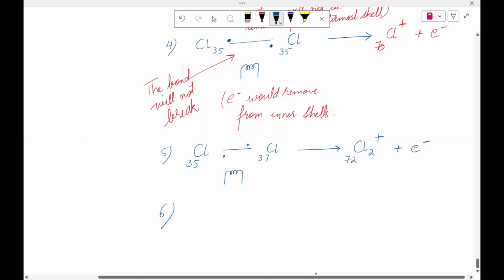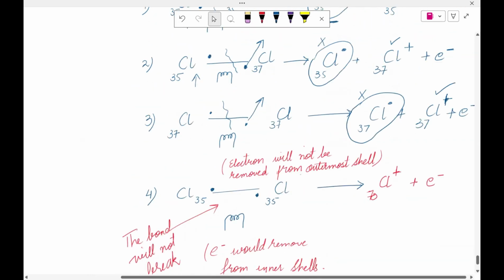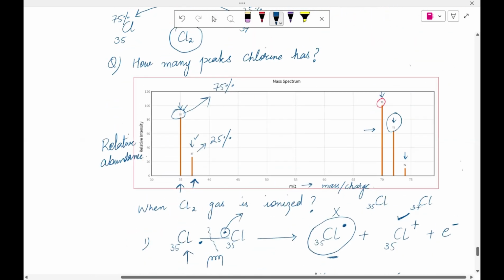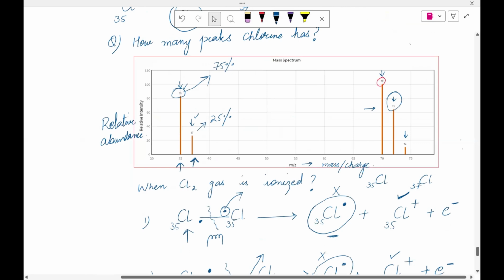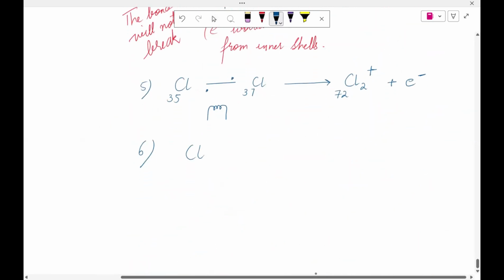And the sixth condition shows us that, for this 72, I just want to show you its peak as well. So this is basically the peak. Okay. So now we are having this 37.